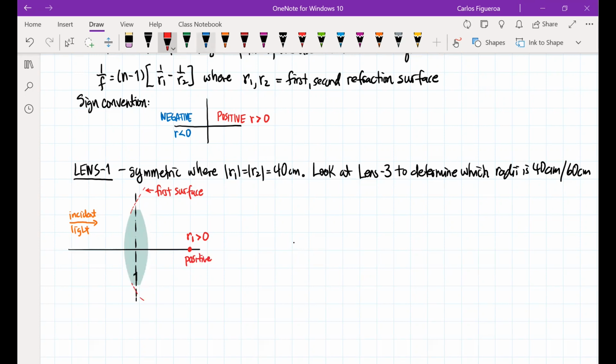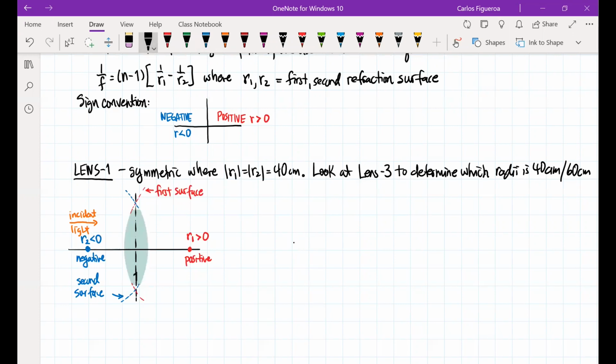In a very analogous way, the second refraction surface is this one that light interacts with. This is the second surface, and its radius of curvature is going to land somewhere over here. This is R2, but because it's on the left side, that's negative. So that has a negative value right there.